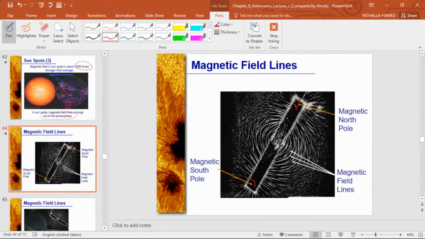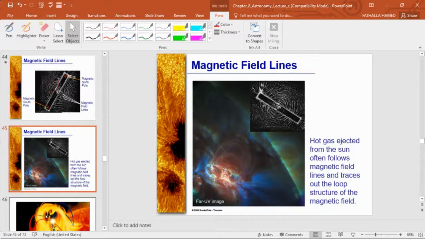Now I should add something here: you may hear people talking about a monopole. A monopole means one pole. If you break this magnet in half and repeat, it will give you the same distribution of magnetic field lines. So there is no monopole. Even if you break this, you will still have north and south. You break it again, it will have north and south as well. So these are basically what magnetic field lines look like.